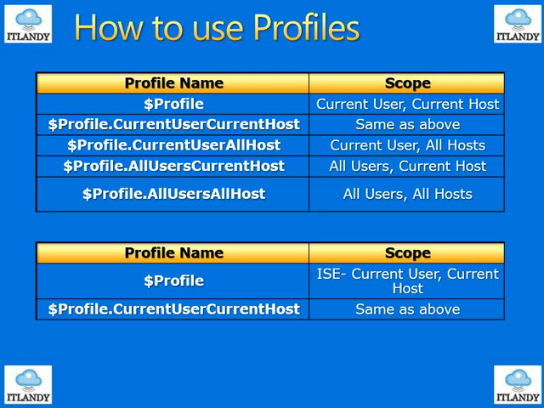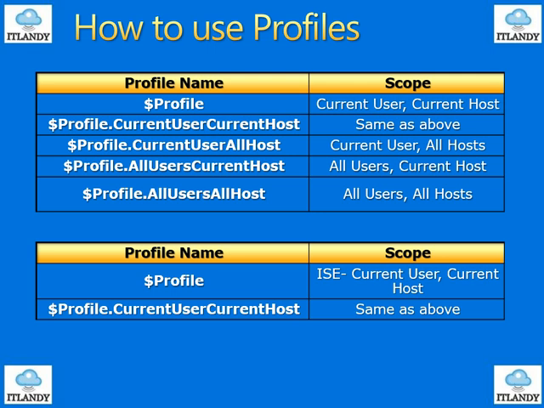Basically, these are the 5 types of profile. We have current user current host, which is basically the profile referenced by $profile. This applies only to the current user and is run every time PowerShell is executed. Next, current user all hosts. This profile applies to the current user on all Windows PowerShell instances, regardless of the executable host that PowerShell is hosted within.